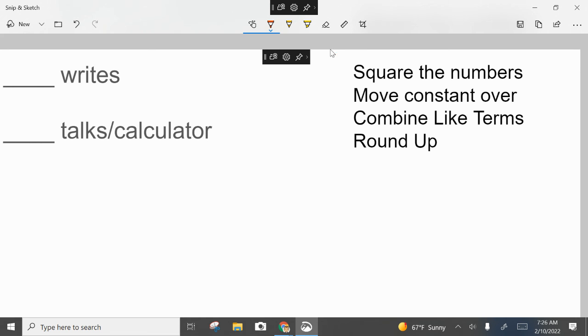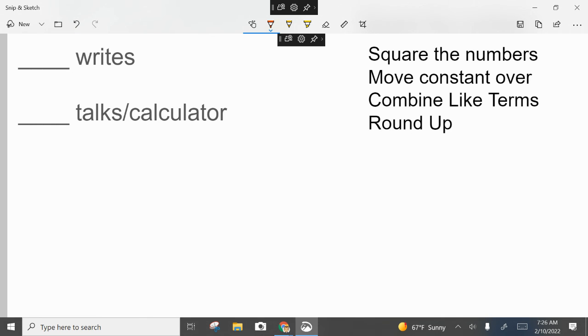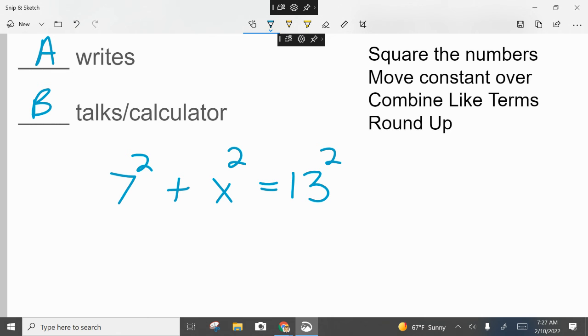All right. Next problem, switch roles. Let's go. So the next problem, let's spice it up a little bit each time as we go. Here we go. Who's writing now? A writes, B talks. All right, let's go. 7 squared plus x squared equals 13 squared. Go ahead and solve this for me, please.